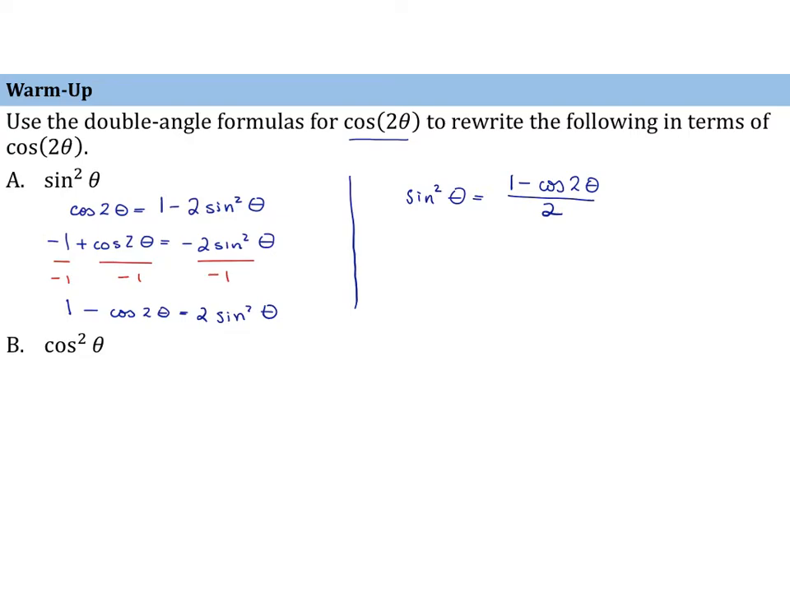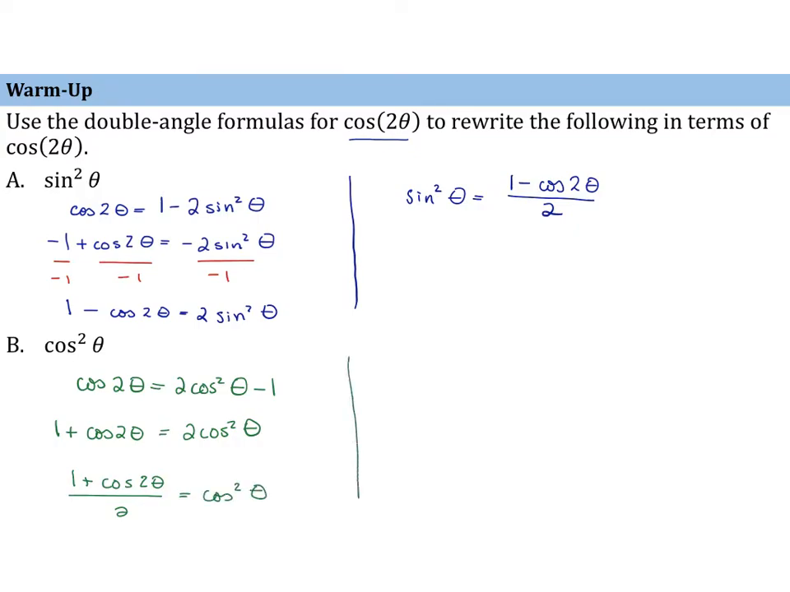Likewise, for cosine squared of theta, we can rewrite cosine of 2 theta as 2 cosine squared of theta minus 1. Let's add 1 to both sides. That would yield 1 plus cosine of 2 theta equals 2 cosine squared of theta. Now, if we divide everything by 2, we'd have 1 plus cosine of 2 theta over 2 equals cosine squared of theta. So cosine squared of theta equals 1 plus cosine of 2 theta all over 2.